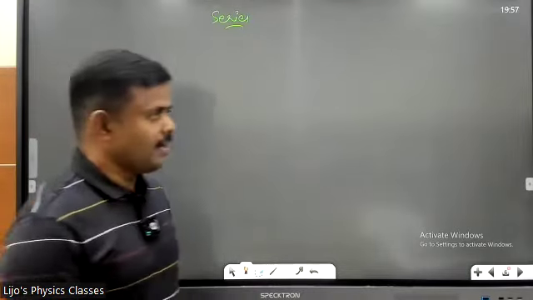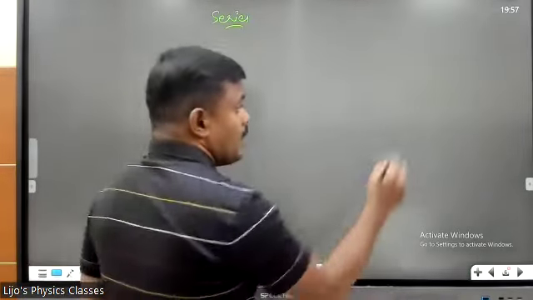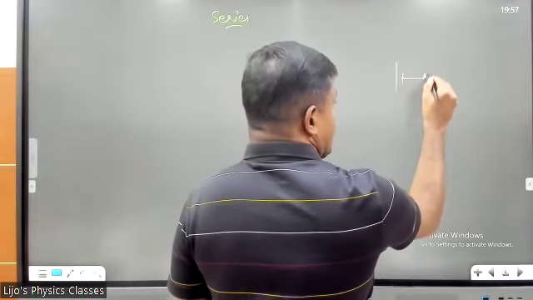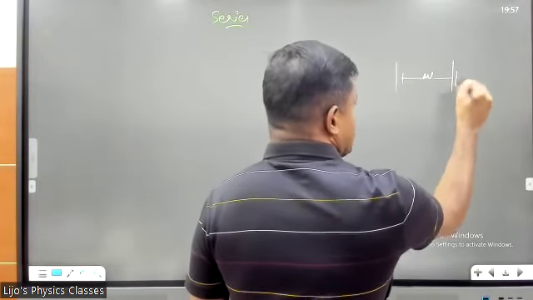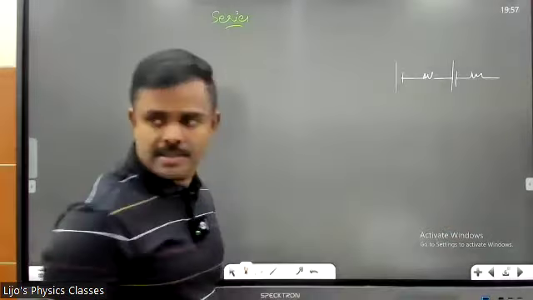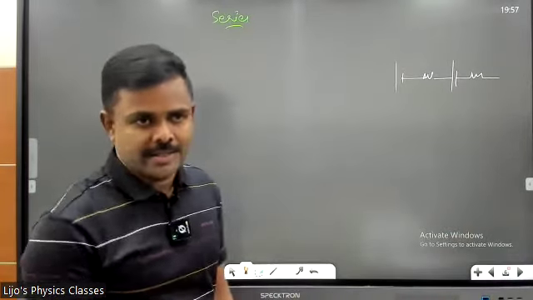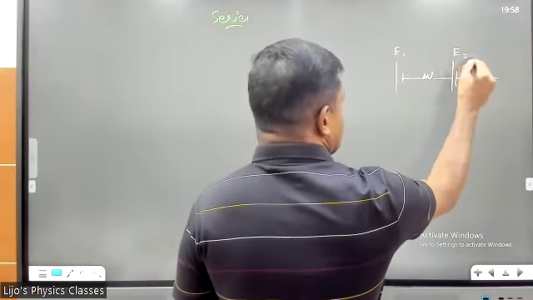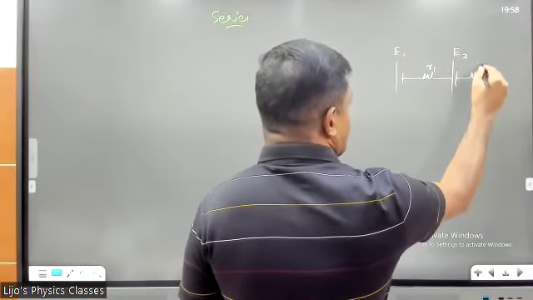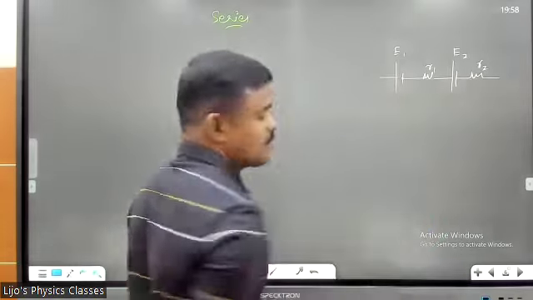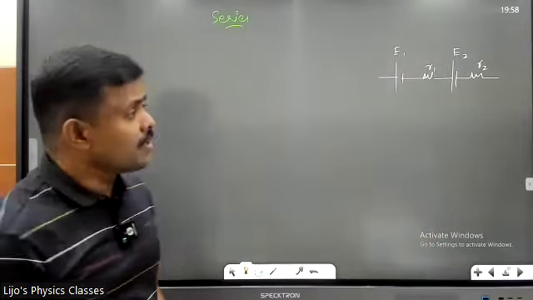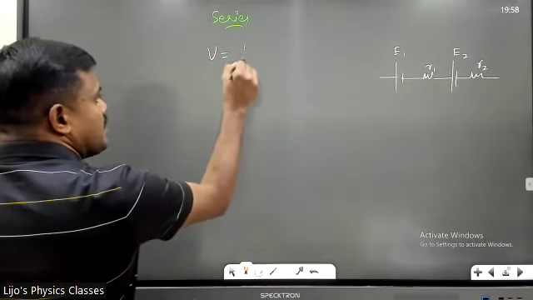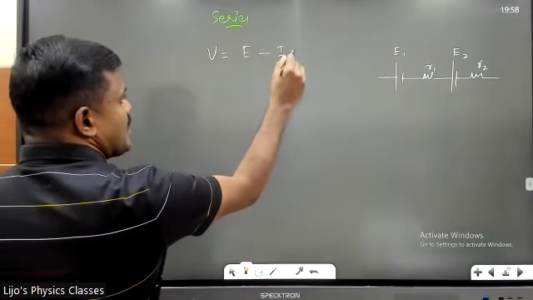Close your book. Listen. See this? I have a cell here with internal resistance, and another cell with internal resistance. They are in series combination. The EMF here is E1, the EMF here is E2, internal resistance is R1, internal resistance is R2. In this case, I can write V as E minus IR.